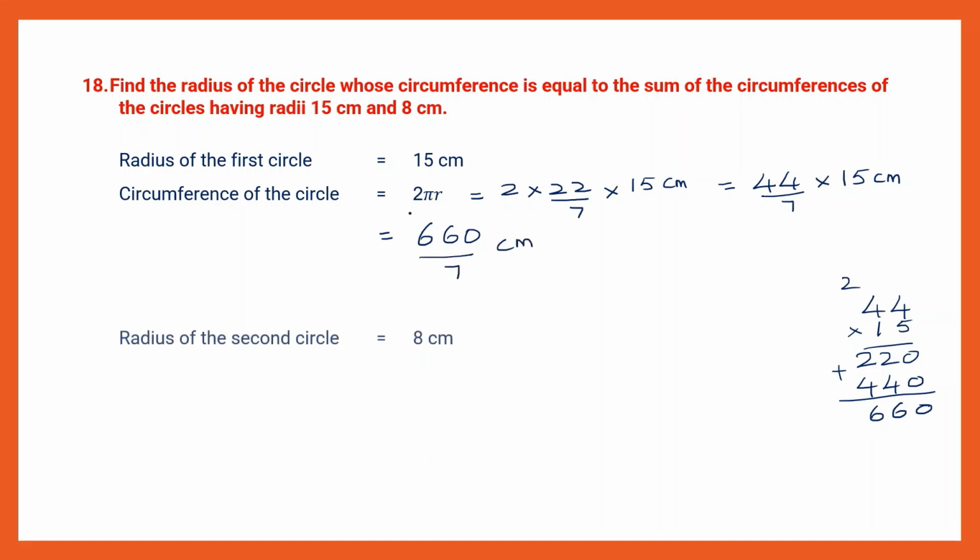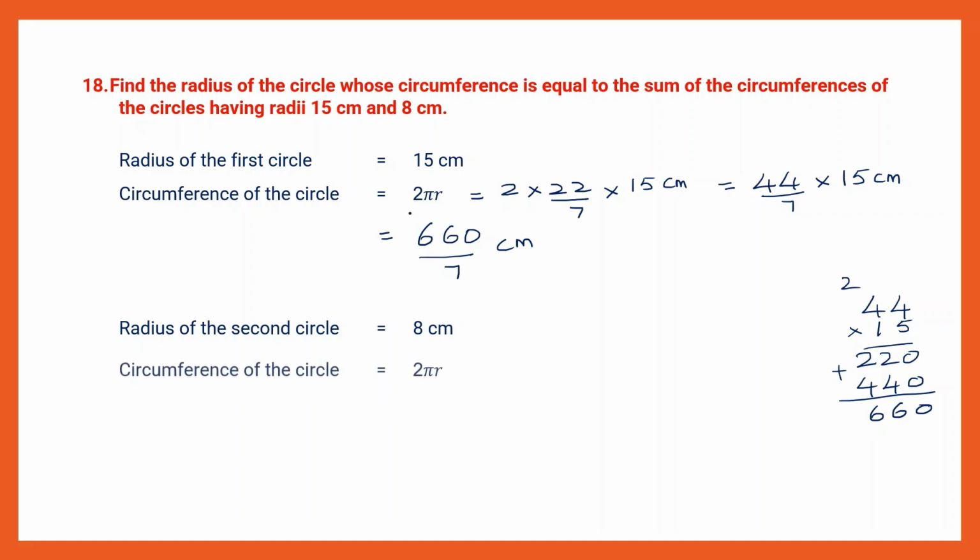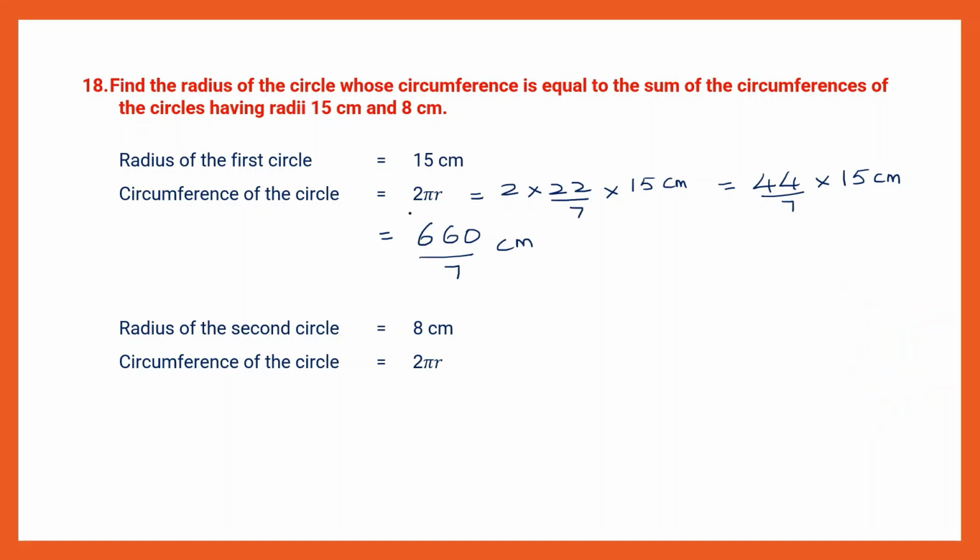Now let's take the second radius. Okay, so the second radius is 8 centimeters. This is the radius of the second circle, and the circumference of this is once again the formula 2 pi r. So this is equal to 2 into 22 by 7 into r, which is the radius, 8 centimeters. So here also we have nothing to cancel. So let's multiply the numerators. 2 into 22 is 44 by 7 into 8 centimeters.